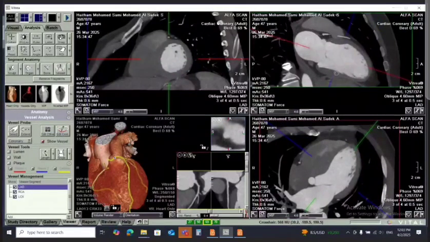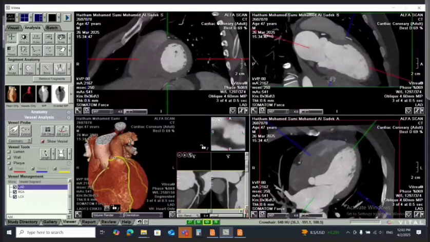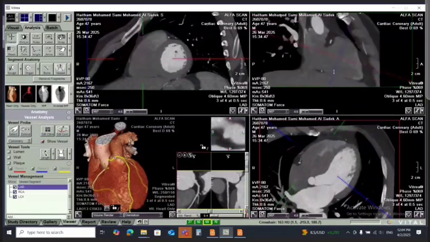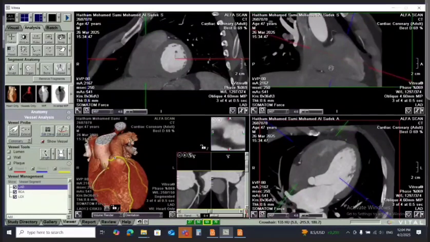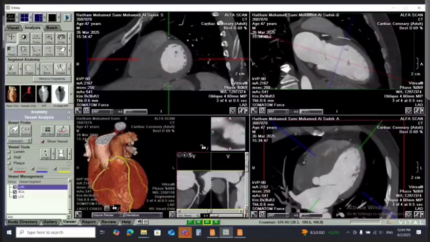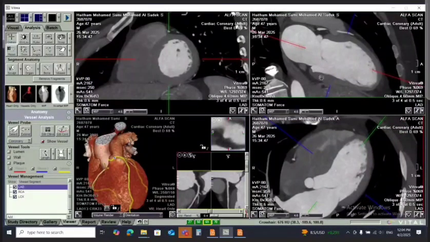This is called the two-chamber view, where we have each atrium with the corresponding ventricle. At this level, we have the left atrium and left ventricle. When we move like this, we will have the right ventricle and right atrium, but here they are not opacified. This is the left atrium, and this is the mitral valve, and here is the left ventricle. As you see, this is the anterior wall, and this is the inferior wall, and this is the apex.